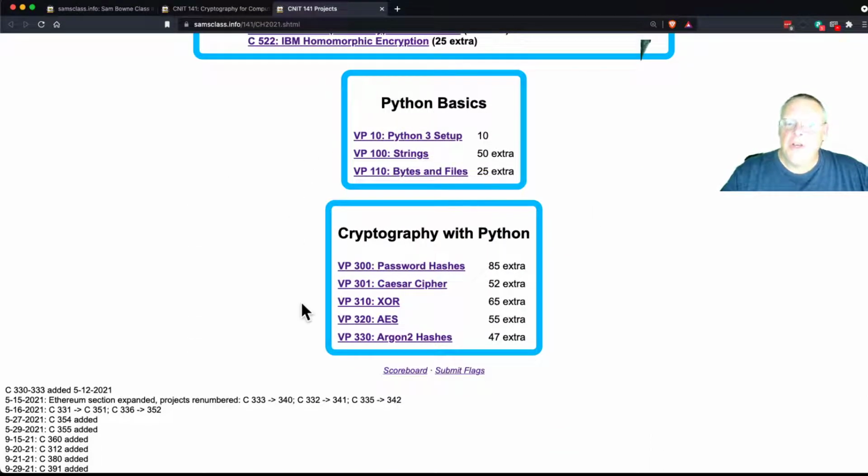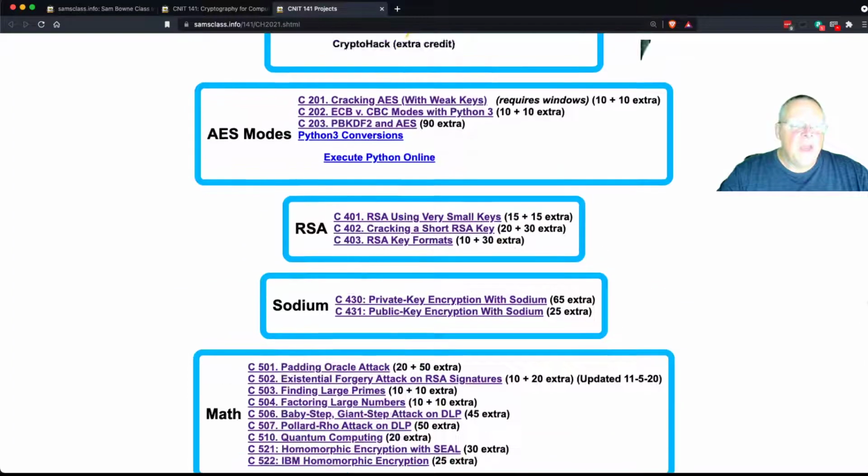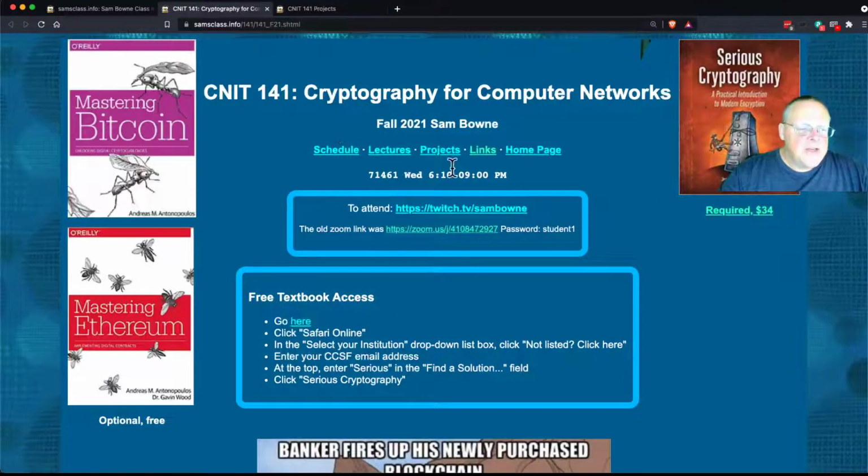So this is all here for extra credit if you want it. Setting up Python and cracking password hashes, the Caesar cipher, XOR, AES, and Argon 2 hashes. Those are new projects, although they're from another workshop I did in Python, but I realized they ought to be here because we are using Python more and more. So feel free to do that stuff if you like. But the first thing I want to do is the math projects tonight.